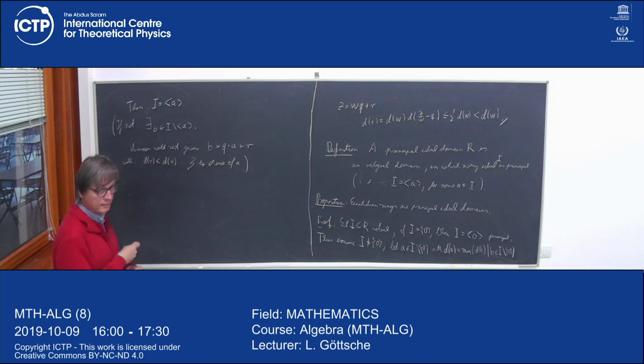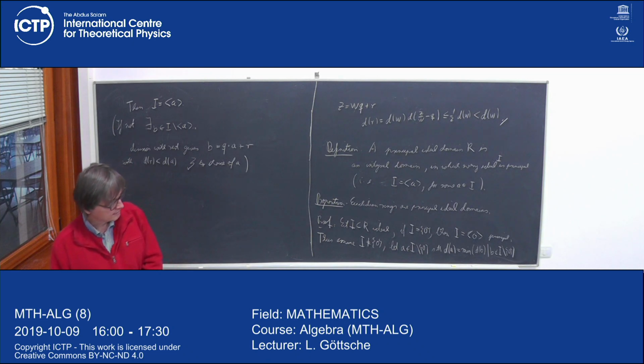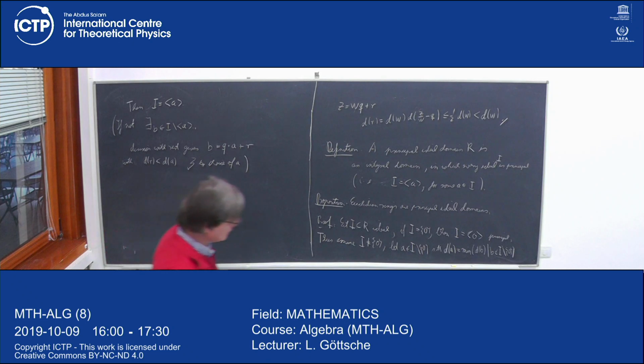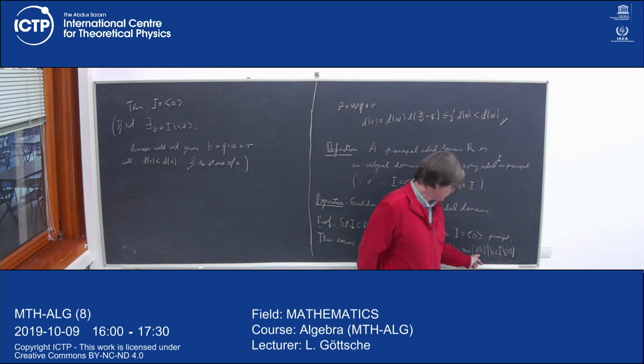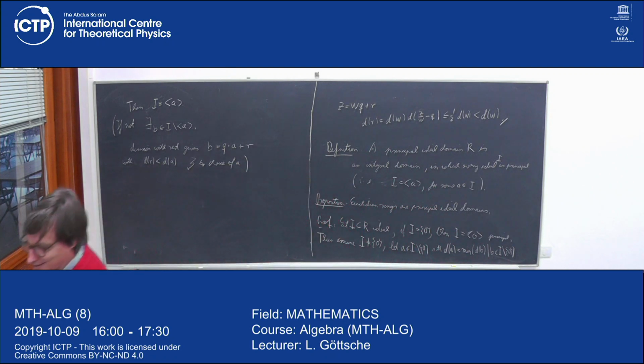And is it always possible to find the minimum of d(B)? It is always possible to find the minimum of the set. Well, this is a set of non-negative integers, so it's certainly possible to find that. Okay.